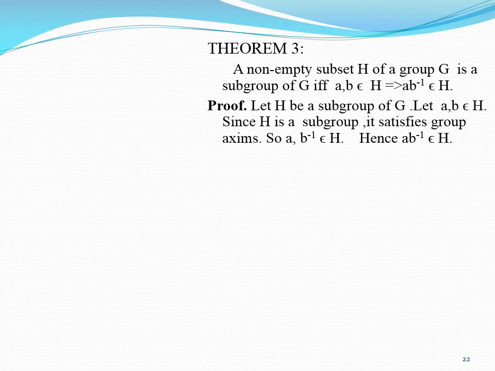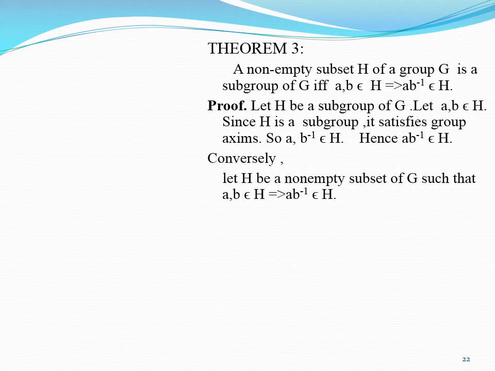Proof. Let H be a subgroup of G. Let a, b belong to H. Since H is a subgroup, it satisfies the group axioms. So a, b inverse belongs to H, hence a b inverse belongs to H. Conversely, let H be a non-empty subset of G such that a, b belongs to H implies a b inverse belongs to H. We have to prove it is a group.